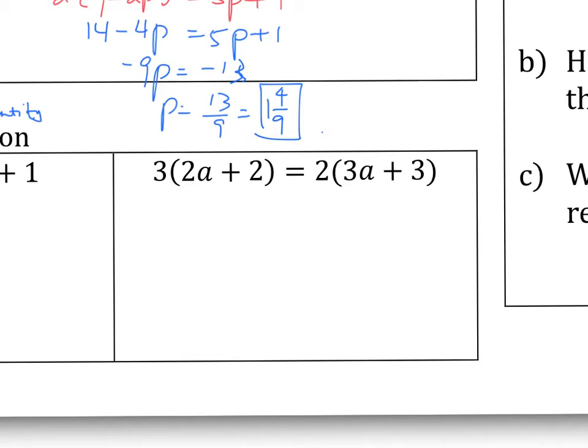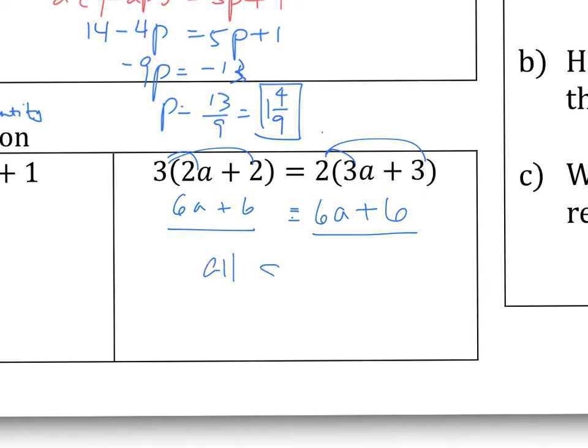So let's see, 6a plus 6, I distributed a 3, now I'm going to distribute a 2. 6a plus 6 is equal to 6a plus 6. So this is an identity. You can either write all solutions, all real numbers, or identity.